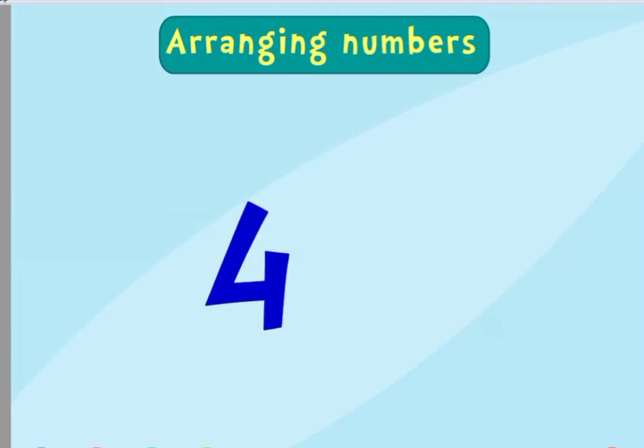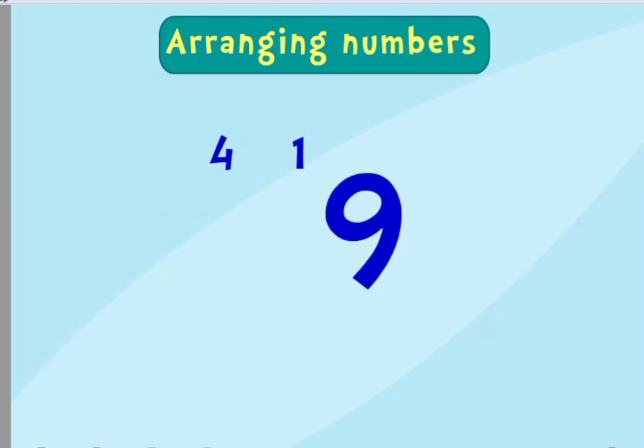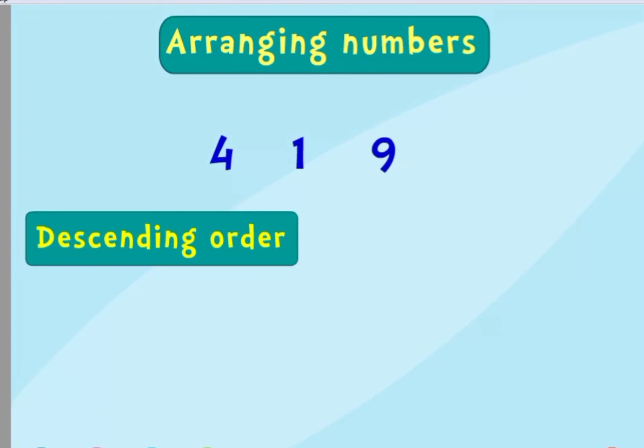Now let's arrange 4, 1 and 9 in descending order. The greatest comes first and smallest comes last. So 9 is the greatest and 1 is the smallest, and we can write them as 9, 4 and 1 in descending order.